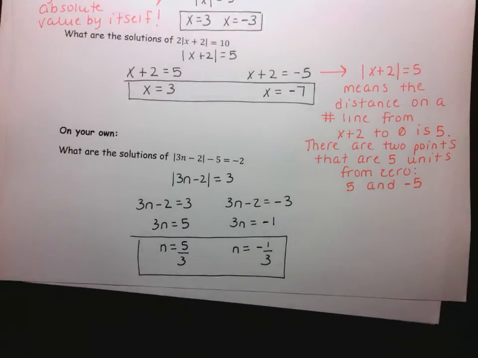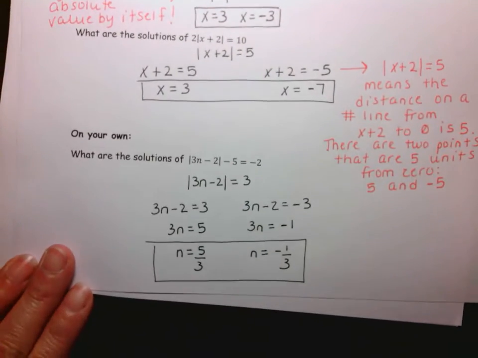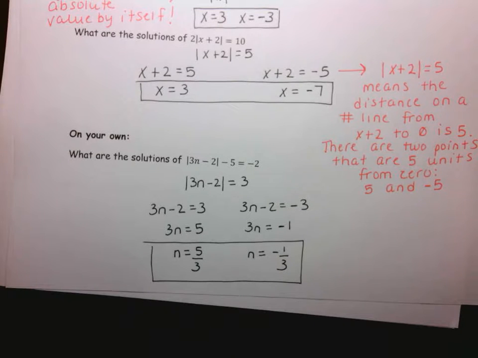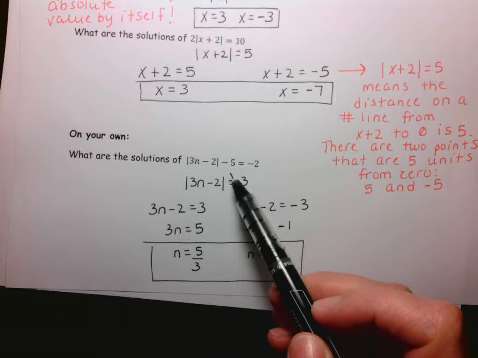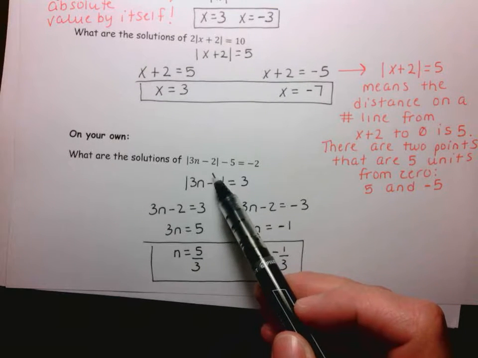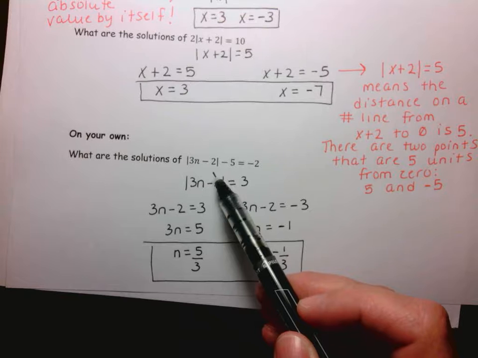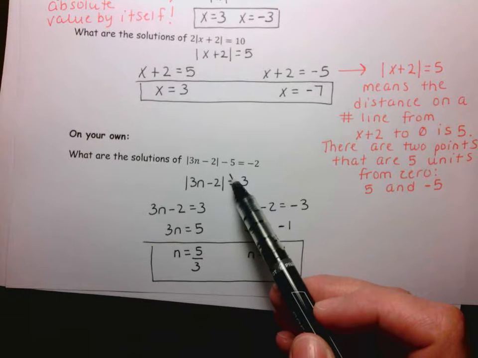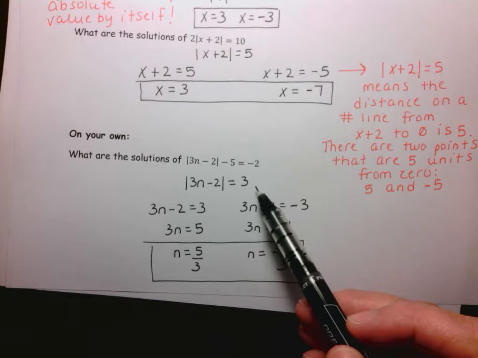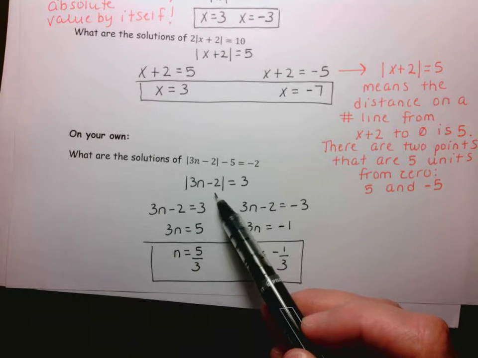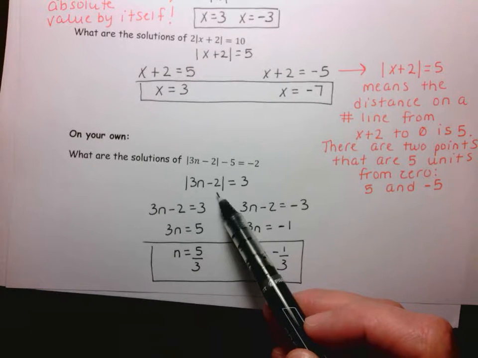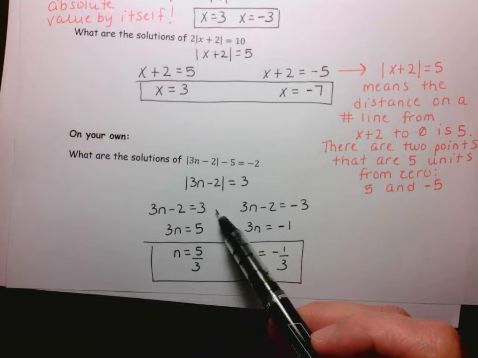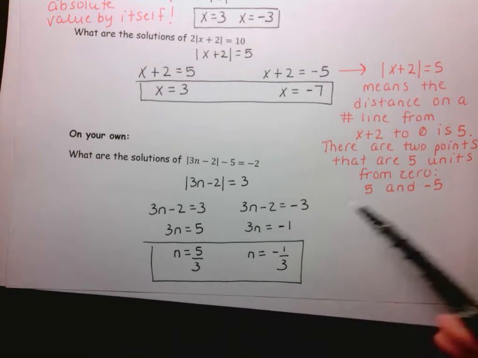Okay. When you do the on your own problem, you get n equals 5 over 3 and n equals negative 1 over 3. Because what did I have to do first? I had to get the absolute value bars by themselves. So the first thing I needed to do was add 5 to both sides. And once I did so, that's what I got. But now I need to set this 3n minus 2 equal to 3, and I also need to set it equal to negative 3.